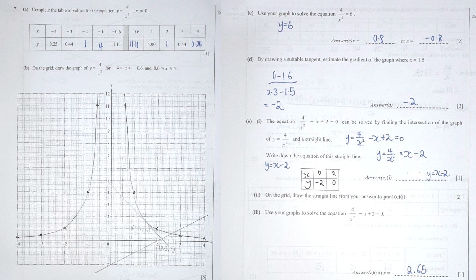In section D, by drawing a suitable tangent, estimate the gradient of the graph where x equals 1.5. So when x equals 1.5, you saw me drawing a line over there. Key note to double check is that the distance between the line and the curve must be the same. Hence, after I drew it down, I have another coordinate of 2, 30. So by using the gradient calculation, I get my estimated gradient of the tangent line as -2.